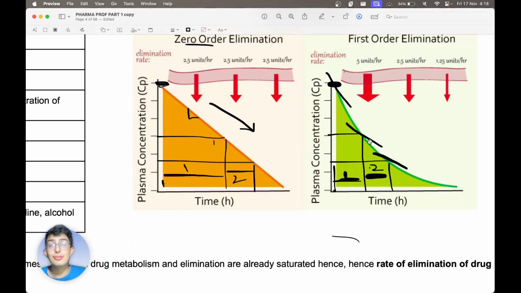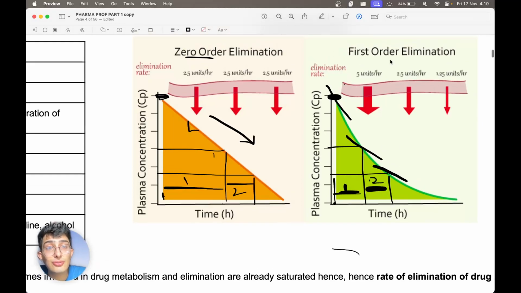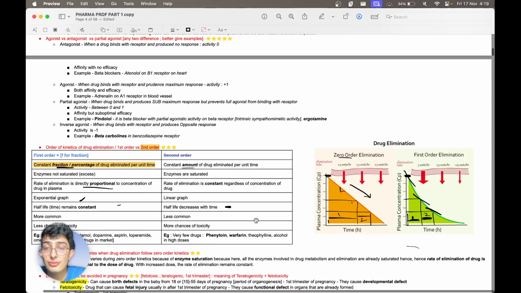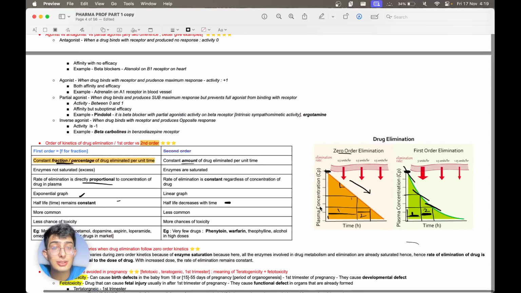So if there is an overdose, let me get a better example. If a normal dose of a drug was 100 milligrams, but instead I took 500 milligrams of that drug, that is a very toxic dose, right? That can kill you. But if the drug is following first order kinetics, what will happen?